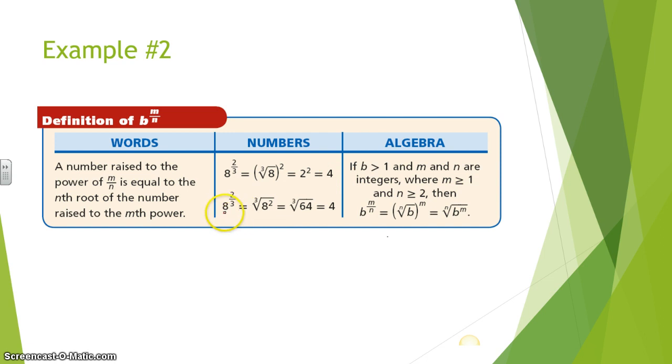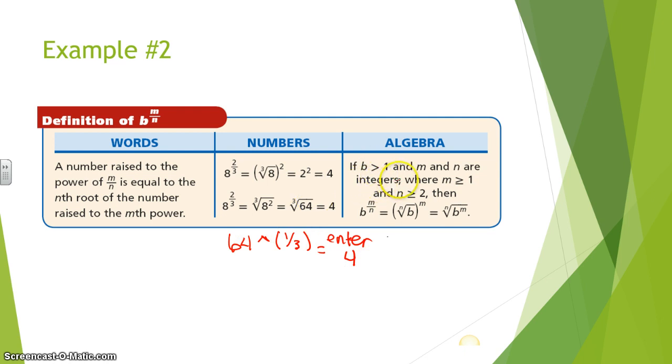Or here we have 8 to the 2/3 equals the cube root of 8 squared. So what we have here is the cube root of 64, which equals 4. Again, how can you take a cube root on your calculator? Well, you could type 64 with the caret, raised to the 1/3, which will equal, press enter to get 4. That's another way to type a cube root into your calculator.